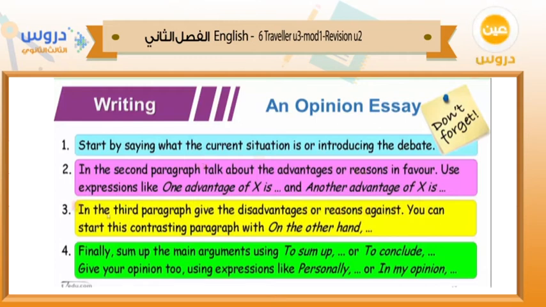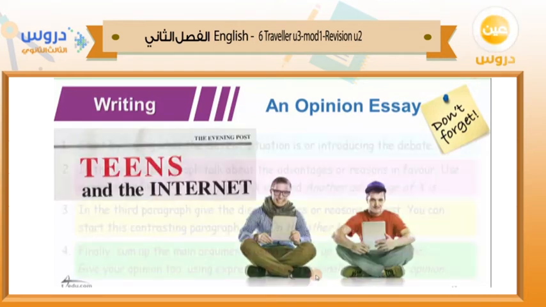You can start this contrasting paragraph with on the other hand, or on the other part, or on the other way, or on the contrary, we have disadvantages also for using the internet. And also you give examples here. And for the conclusion, which is number 4, finally summarize the main argument using to sum up, finally, to conclude, as a conclusion. And then you give your opinion using expressions like personally, I believe, I think, in my opinion, and then you're done with an opinion essay.